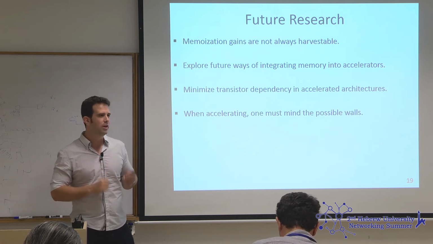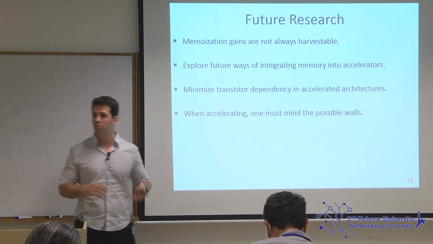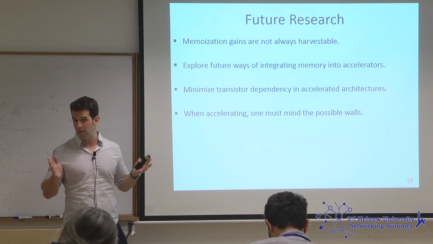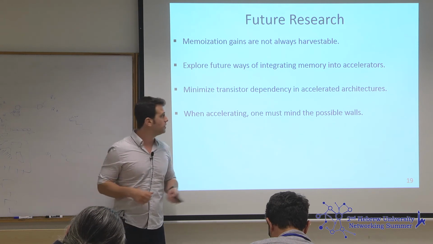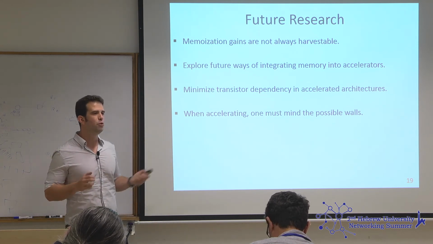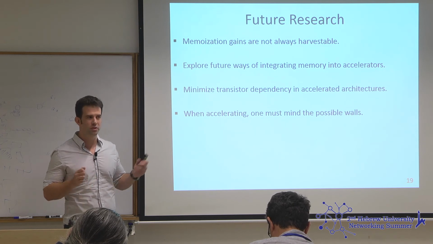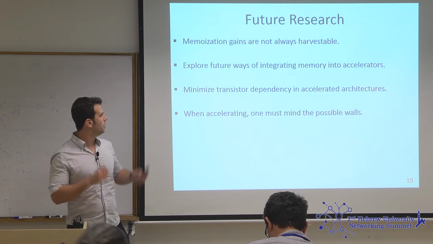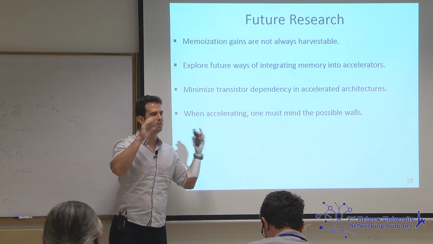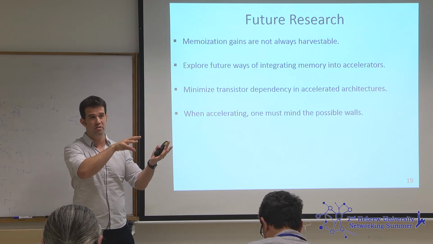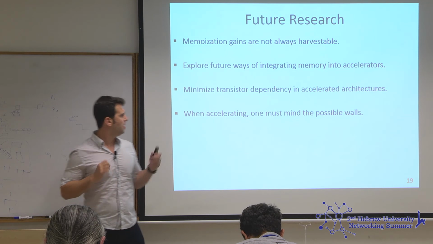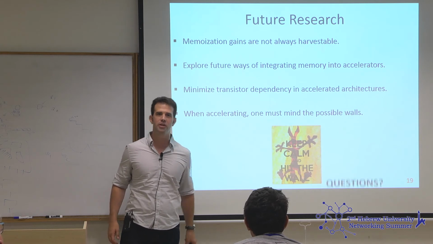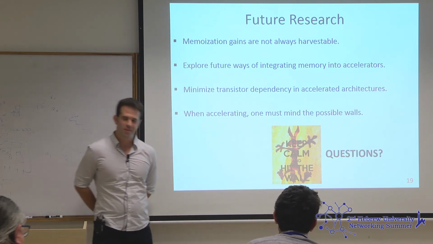So we compensated by memory. This is one technique. It's not infallible. You can poke holes in it. It fits several cases. It might not be a silver bullet, but neither are accelerators. So we need to explore future ways of integrating memories into accelerators, and this is also work that we're currently doing. Our ultimate goal is to minimize transistor dependencies in specialized architectures, or architectures in general. And finally, a good rule in general in life: if you want to accelerate, please don't accelerate into a wall. Thank you.